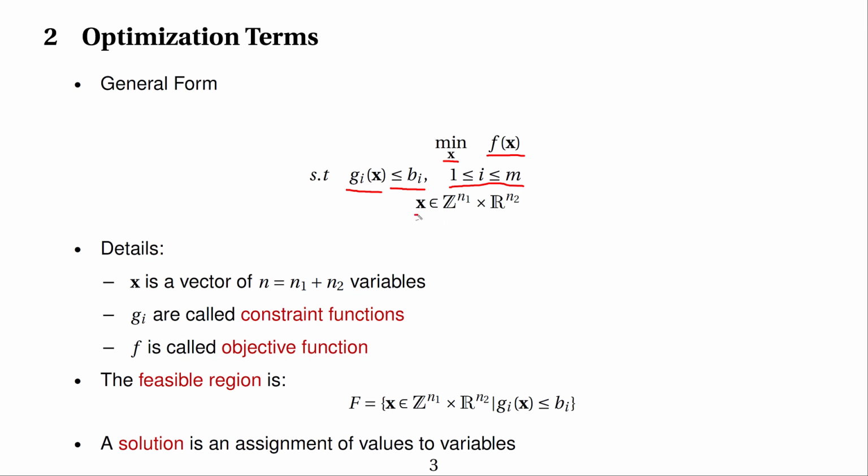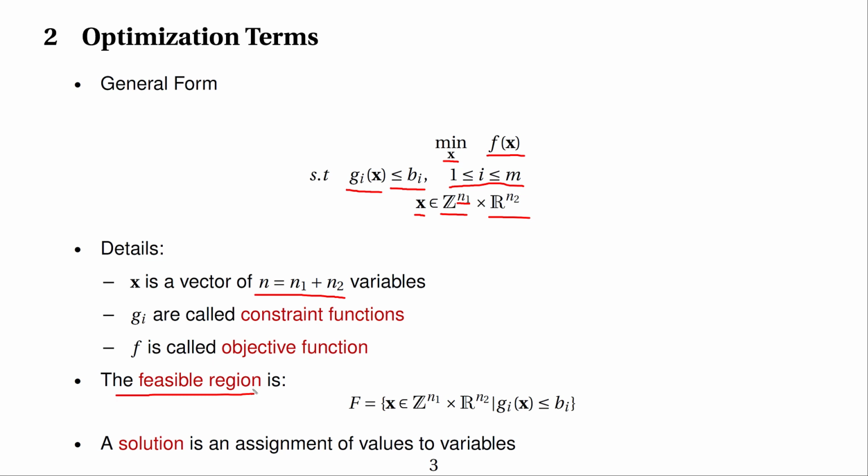The variables x are split into two groups. The first group are integer variables, so these have to be an element of Z, and we have n1 such integer variables, and the second group of variables can be real numbers. So the total number of variables is n, which consists of n1 plus n2.